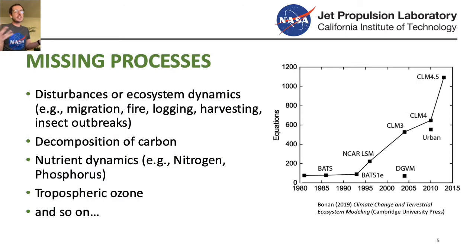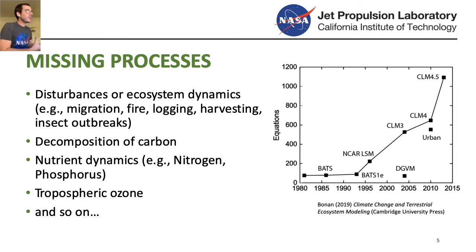So what are these missing processes? What is the IPCC saying that these processes are? The IPCC starts by saying that disturbances or ecosystem dynamics is the first one, so things like migration and fire. But again, if we think about the CMIP6 members, most CMIP6 members now have some sort of migration or fire in them. Then decomposition of carbon, so how carbon decomposes in soils.